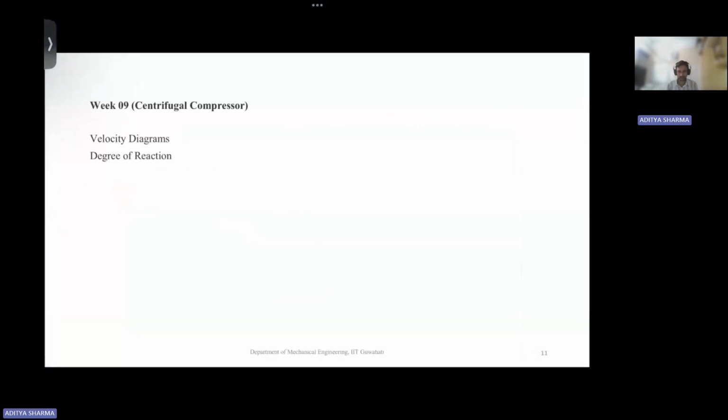Then next we have compressors and turbines to discuss. So before discussing these, we'll take a short break and then we will continue the session.